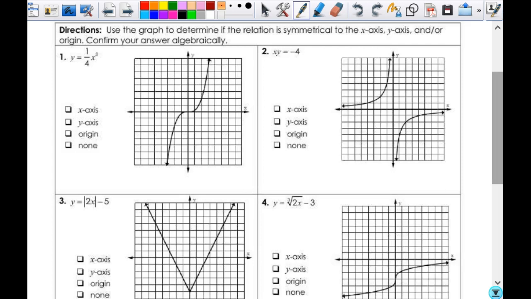So does this have y-axis symmetry? You can tell by looking. No, because if it did, then when I reflect it, it would be over here, and that's not what's happening, right? That wouldn't look the same, okay? So does that make sense?